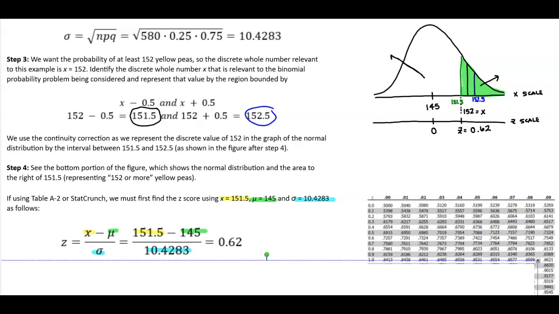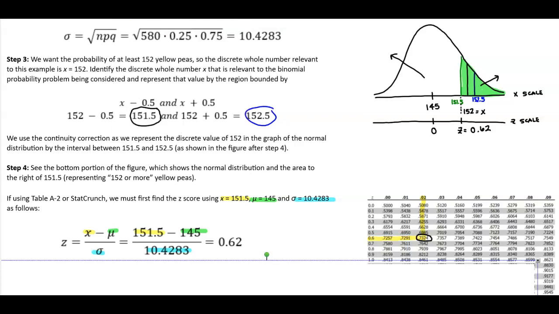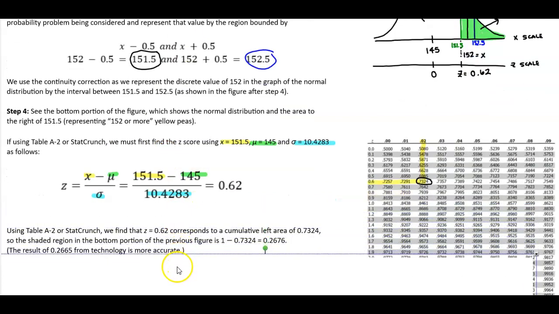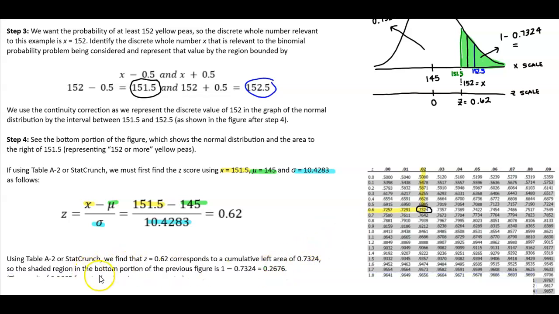Remember that our table gives us the area that's to the left. If you look at 0.6 and then go across to 0.02, that gives us the area to the left, which is 0.7324. The area to the right is 1 minus 0.7324. So the shaded region in the bottom portion of the figure is 1 minus 0.7324, which gives us an area of 0.2676.